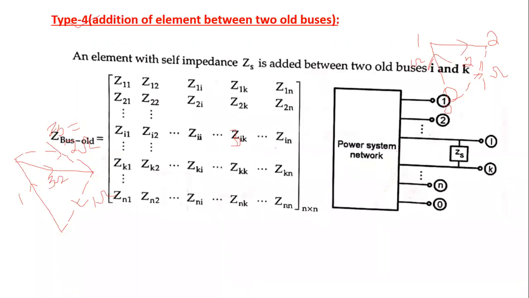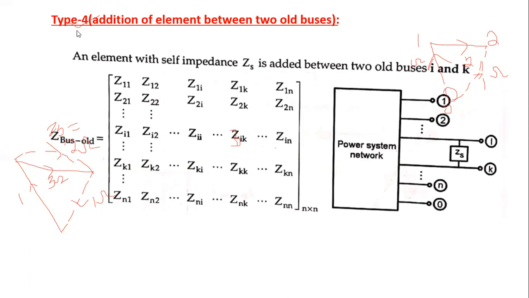All those formulas will be noted down and remembered. By using those formulas only we can form the Z bus matrix. Before noting down those formulas, first of all, what is meant by type 1 modification? How will we identify whether it is type 1, type 2, type 3 or type 4 modification? That will be identified by these hints.